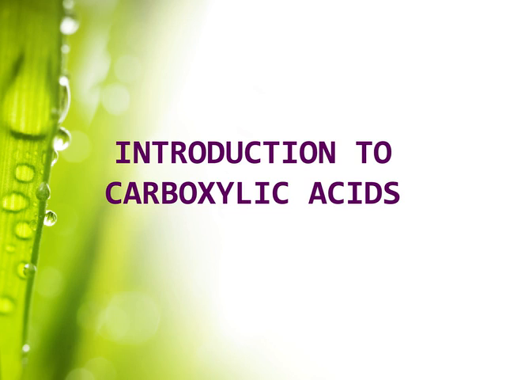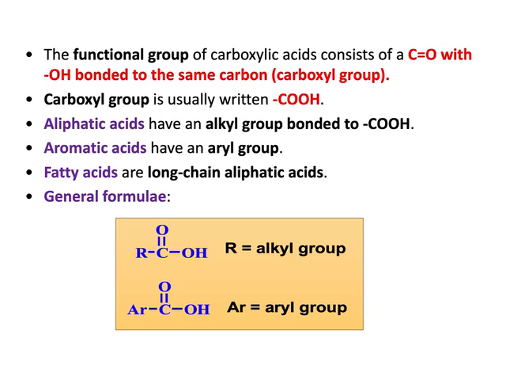So here is the introduction to carboxylic acid. The functional group of carboxylic acid consists of a carbonyl with a hydroxy bonded to the same carbon. This means that carboxylic acid contains a carbonyl and also a hydroxy functional group. So there are two functional groups attached to the same carbon, and it's called a carboxyl group.